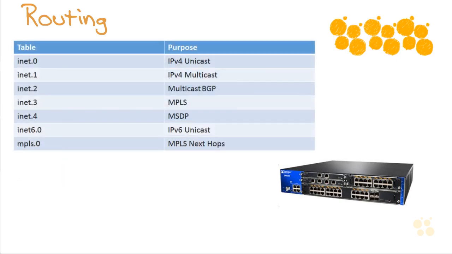Now, as you might guess, there are multiple routing tables that can be implemented on the Juniper device. INET0 is hugely important. It's your IPv4 unicast routing table. INET1 is for v4 multicast. INET2 is for multicast BGP. INET3 is MPLS. INET4 is MSDP. This is the multicast source discovery protocol and is an aspect of multicast traffic. INET6.0 is for your IPv6 unicast traffic, and MPLS0 is for your MPLS next hops.